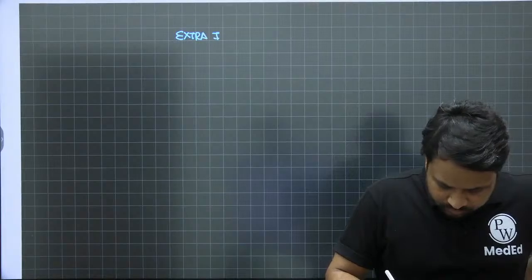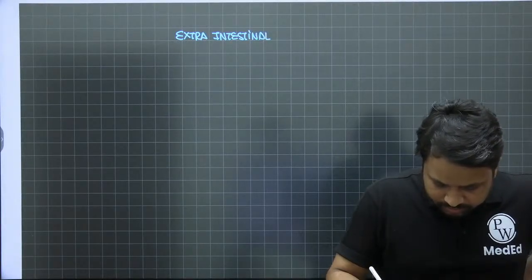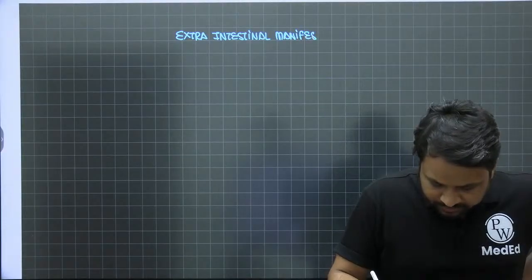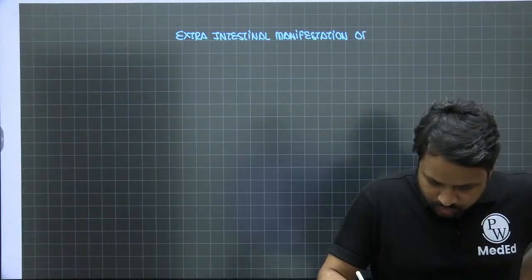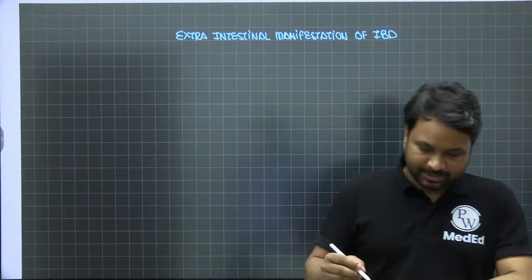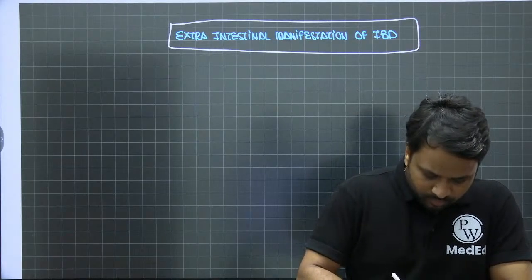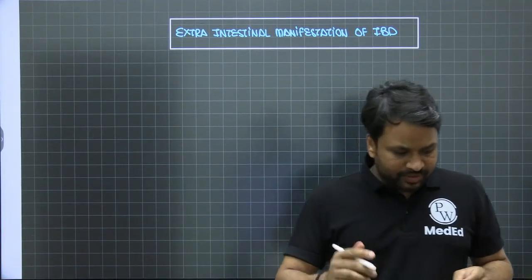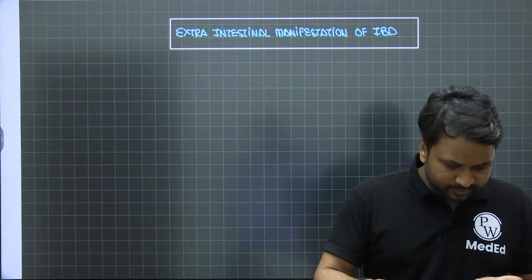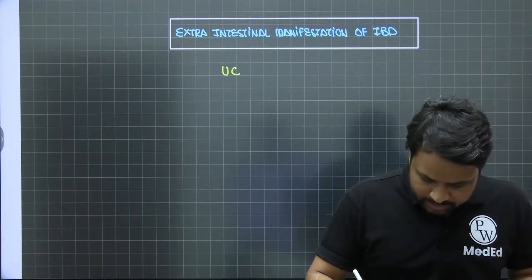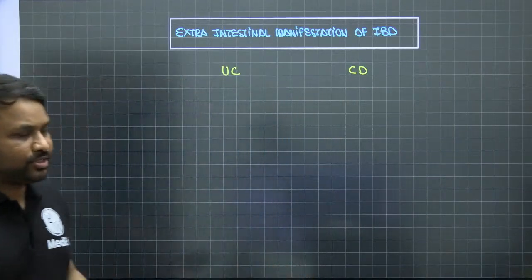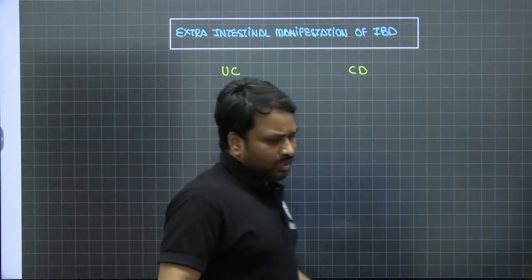Talk about the extra intestinal manifestation of IBD, the extra intestinal manifestation of inflammatory bowel disease. So talk about the external manifestation of IBD. We'll take a comparative component between ulcerative colitis and Crohn's disease. So talk about the extra GI manifestations of IBD. We'll be comparing ulcerative colitis in response to Crohn's disease.